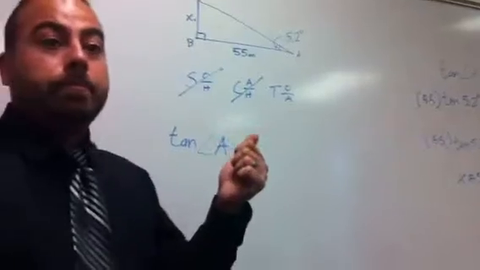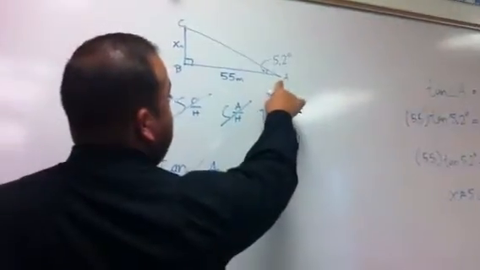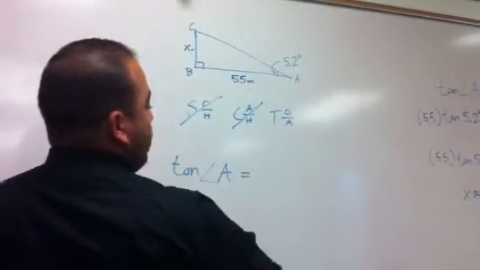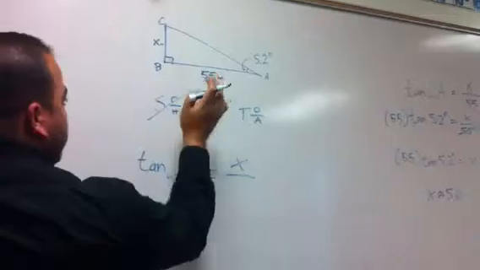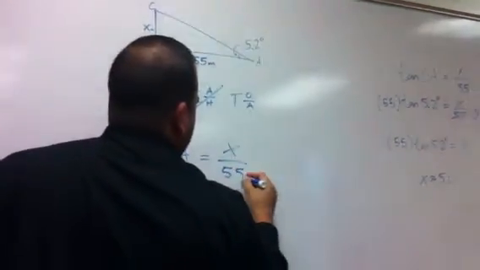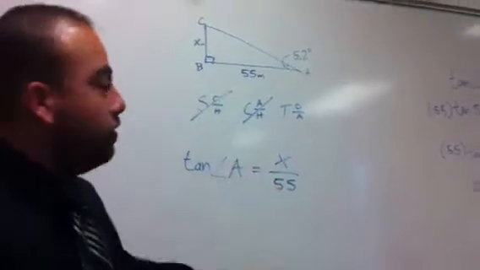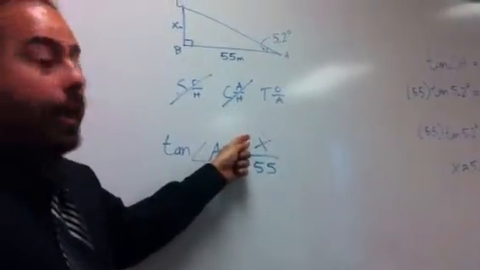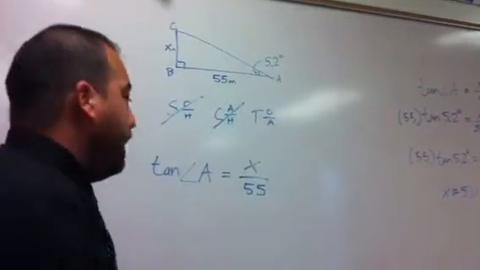Tangent is what? The opposite over adjacent. So starting from angle A, what is the opposite? X. X divided by the adjacent, which means next to, which is what? 55. Very good. Okay, now, normally we would have two numbers here and we'd have our answer, but we don't. We're missing X. So in order to solve for X, we need to get X by itself.